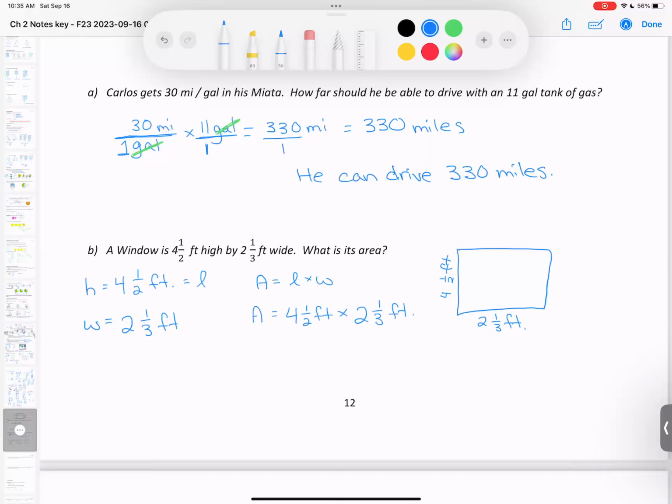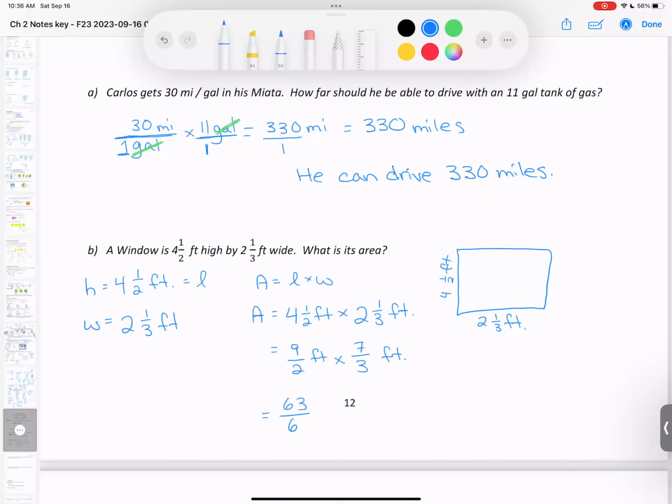Okay, so we're multiplying fractions. That means we're going to change those numbers to improper first. So we're going to get 2 times 4 is 8 plus 1 is 9 over 2 feet, times 3 times 2 gives us 6, plus 1 is 7 over 3 feet. Okay, and now we can do that multiplication. So let's not worry about our units right now. Let's just think about the numbers. We've got 9 times 7, which would give us 63, over 2 times 3 is going to give us 6.